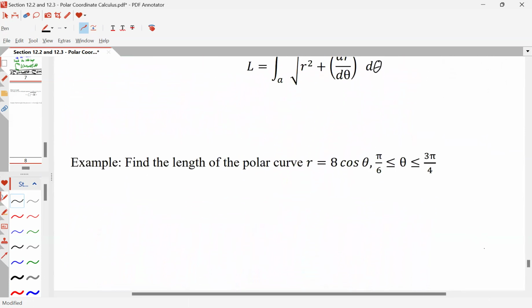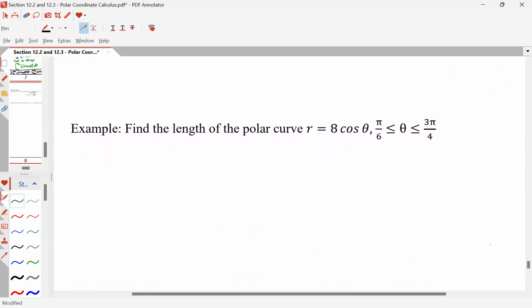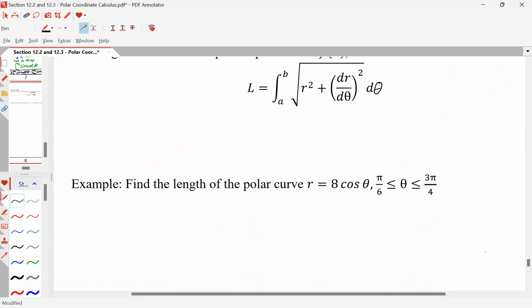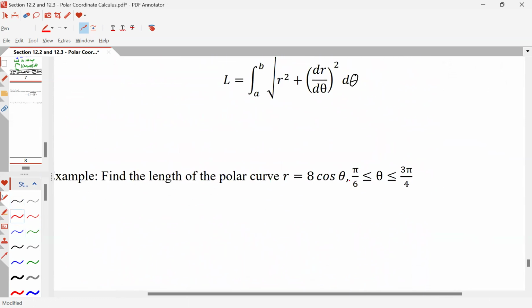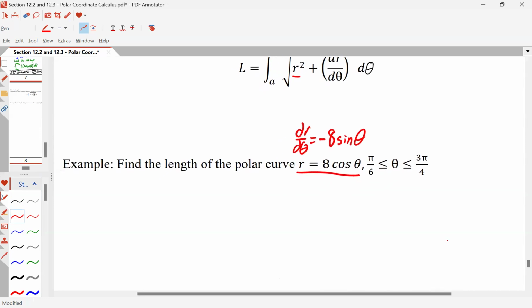So in our example, suppose we have the polar curve r equals 8 cosine theta, and we want to find the length between pi over 6 to 3 pi over 4. Then, using this formula, we have r. We also need dr d theta. The derivative of cosine is negative sine, so dr d theta is negative 8 sine theta.